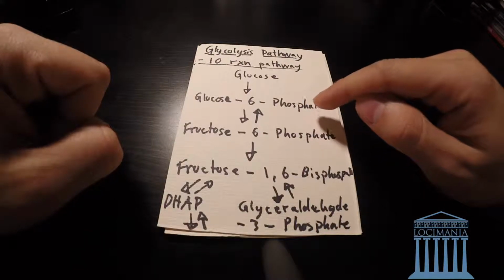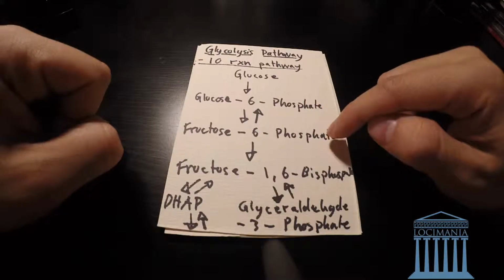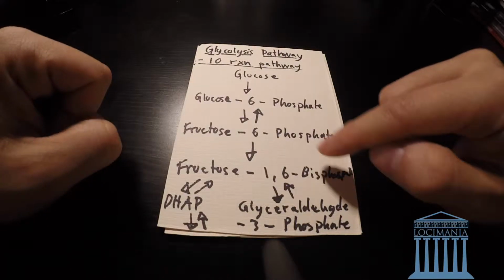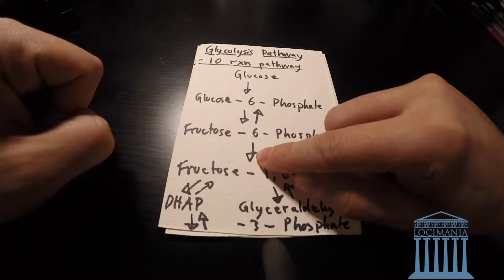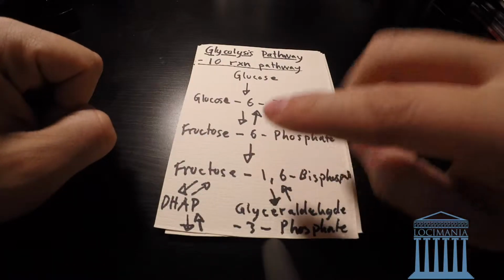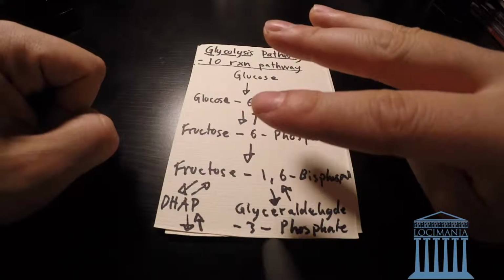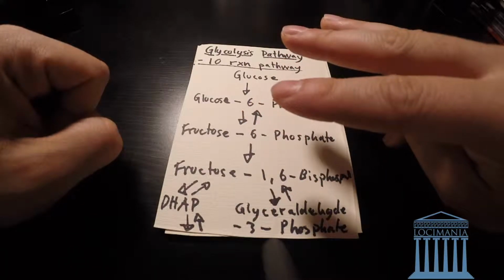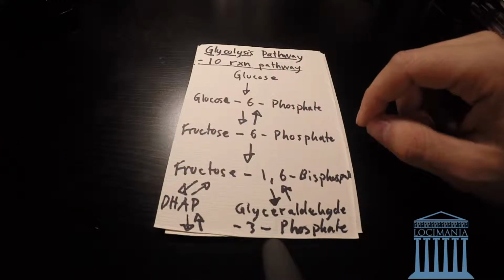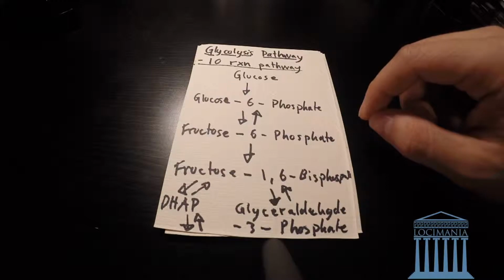Glucose 6-phosphate gives us then fructose 6-phosphate. And then fructose 6-phosphate will give us fructose 1,6-bisphosphate. And as you can see on this arrow as well here, this is an irreversible reaction. We will have 3 reactions that are irreversible in the glycolysis pathway. They are really important to memorize. We're going to go through them a little bit more soon.